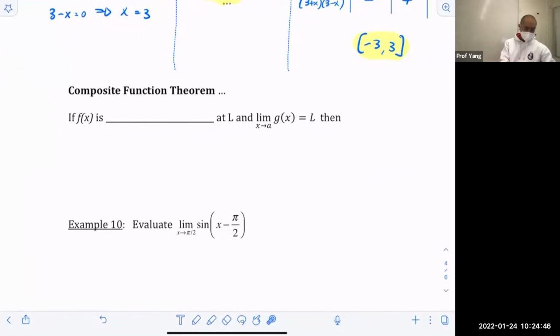There's a composite function theorem. So I kind of want to unpack this for you a little bit. When I see this word composite function, that's the same thing as a composition of two functions. Okay, composite means composition. So this is like a function inside of a function.